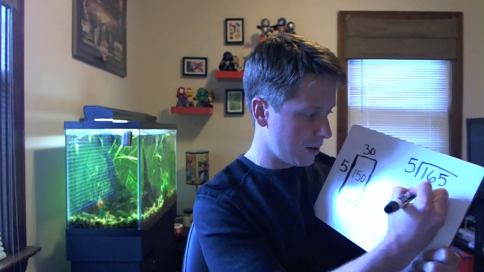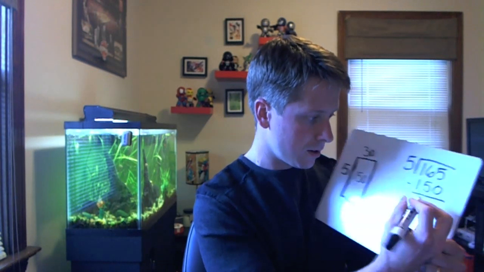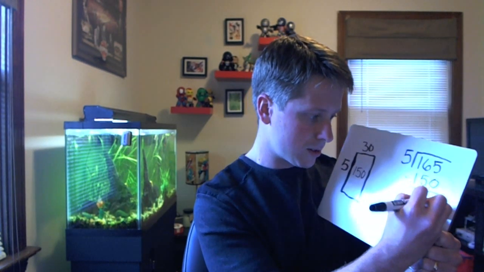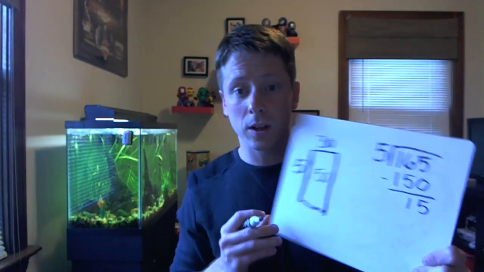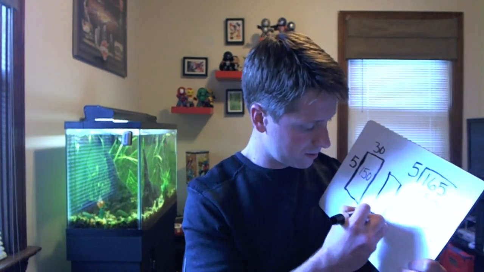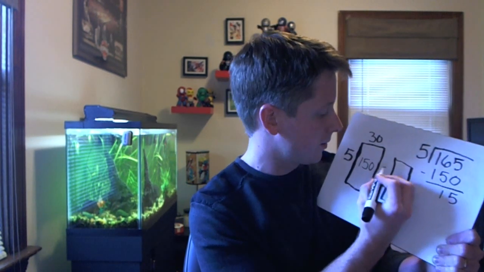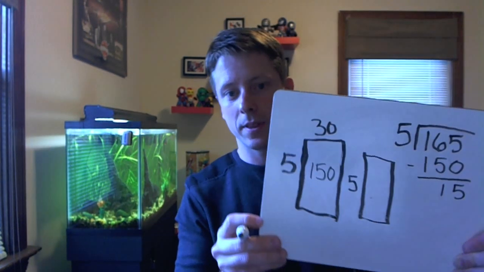We take that 150, we subtract it off. And we're left with 5 minus 0 is 5, 6 minus 5 is 1, 1 minus 1 is 0. We're left with 15. Okay, let's draw our next box. Oh, I wish this was bigger. I need like an easel back here or something. Okay, still going to be 5. Right there, you guys can see it.